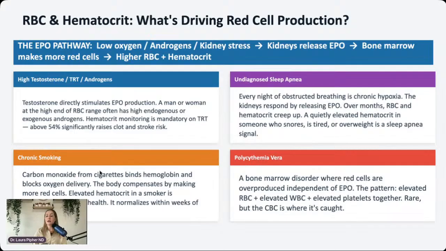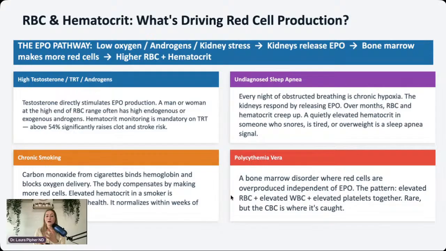Now, the kidneys play an important role here. So again, if you didn't know that, your kidneys are constantly monitoring how much oxygen is being delivered. If your oxygen level drops, this can be from altitude, if you are traveling somewhere with a different altitude, or this can be from poor breathing at night. So if someone has sleep apnea, take note because we can actually find some of that insight in the CBC.